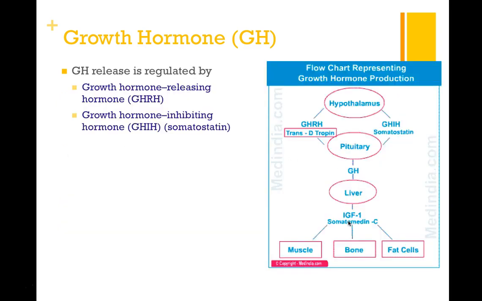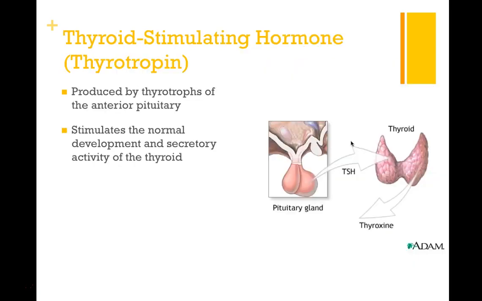So how do we get growth hormone released or inhibited from the anterior pituitary gland? Our hypothalamus will either secrete a growth hormone releasing hormone, which would then cause the pituitary gland to release the growth hormone, or it can release a growth hormone inhibiting hormone, also known as somatostatin, and that would stop the pituitary gland from releasing the growth hormone.